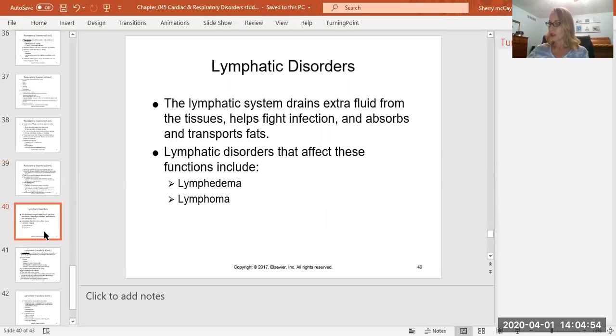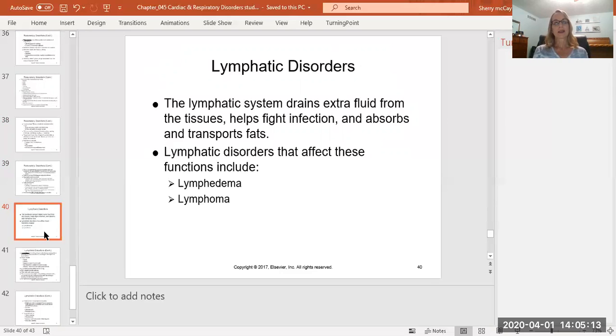All right, tuberculosis is spread by A, contaminated drinking water, B, contact with wound drainage, C, coughing and sneezing, or D, fecal oral route. What do you think? Coughing and sneezing. All right.